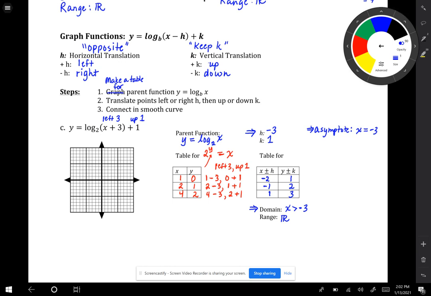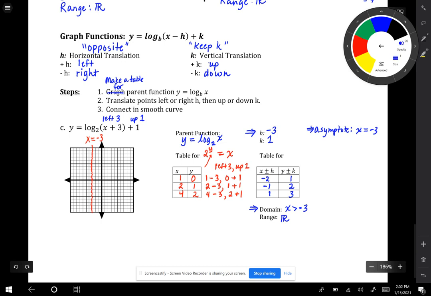And you draw in your asymptote first. So I'm going to sketch in x equals negative 3. I'm going to find negative 3 on my x-axis. So 1, 2, here's negative 3. I'm just going to put a little dot, but then I'm going to put a dashed line or a squiggly line. I'll label it. So your graph cannot cross that line under any circumstances.